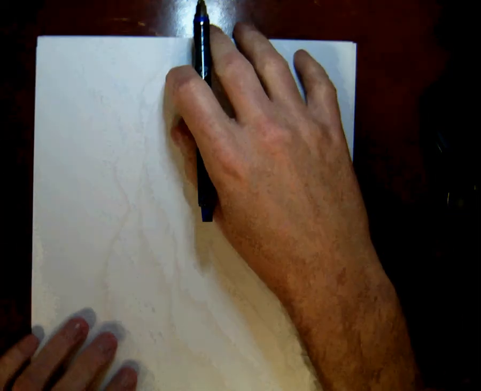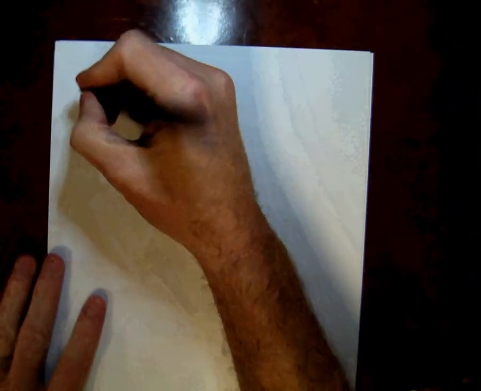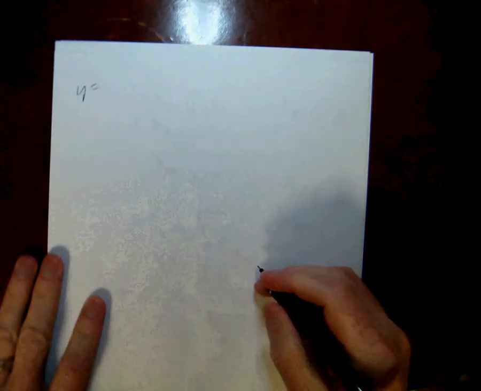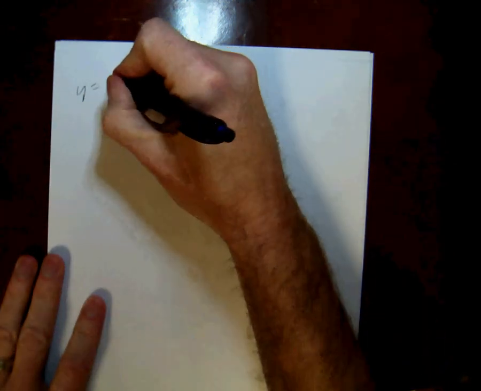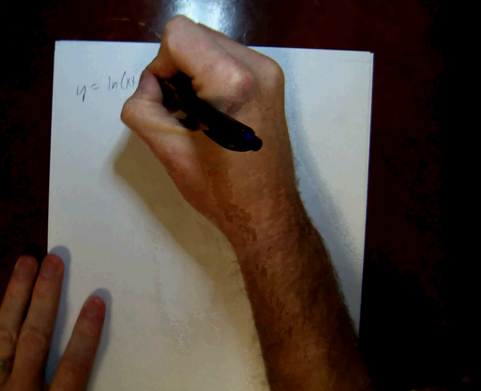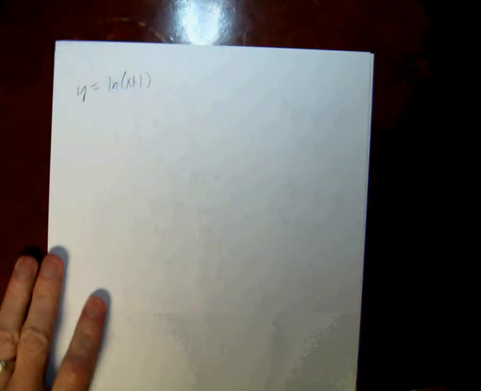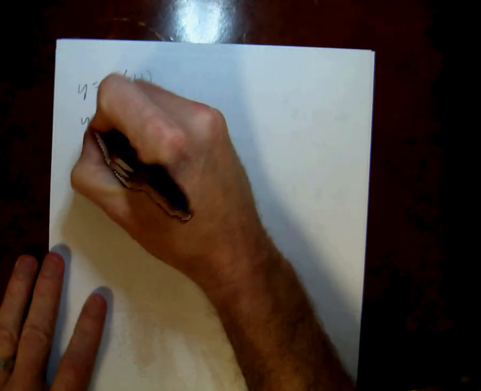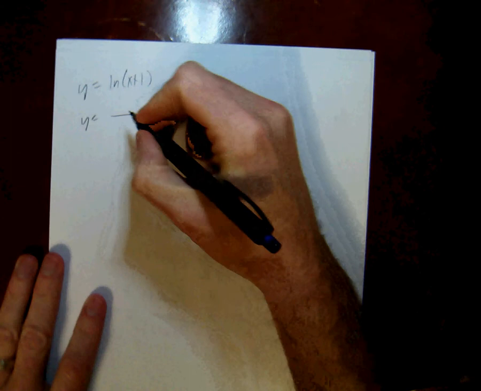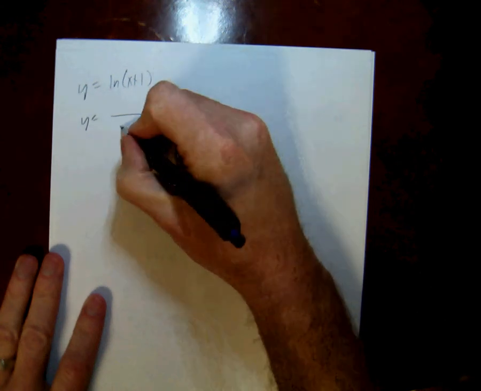Next, let's review what we know about logs. So let's say I give you y equals natural log of x plus 1, and I say take the derivative. Well, the derivative of that's pretty easy. It's just going to give me, copy the bottom down, an x plus 1. The derivative of that goes on top.